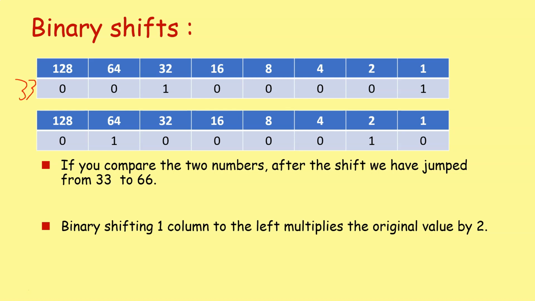So yeah, 00100001. We've shifted everything 1 to the left, and now we should get 66. So we've got a 64 here, yeah, and we've got a 2, yep. So 01000010 is 66. Binary shifting one column to the left always multiplies the original value by 2.